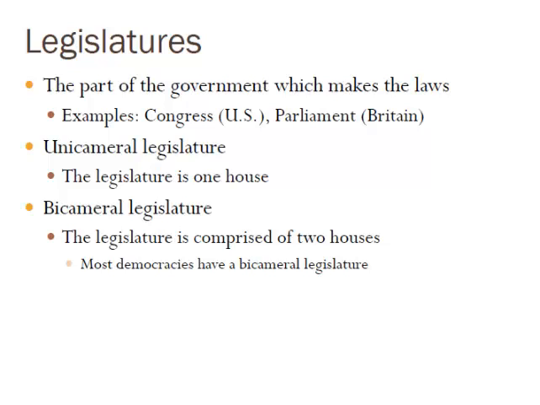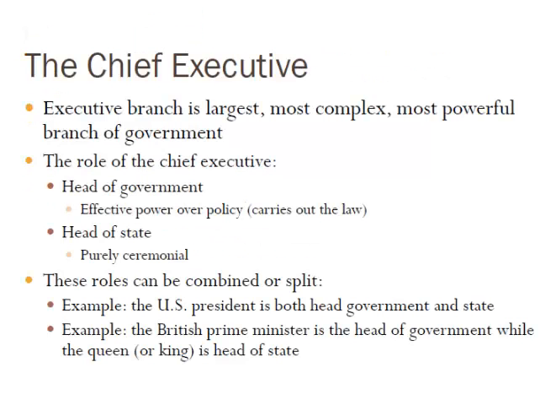There's only one house. You can also have a bicameral legislature, which means the legislature, the rulemaking authority, has two houses. The U.S. has that, the Senate and the House of Representatives. The United Kingdom, Britain has that. That's the House of Lords and the House of Commons. That's called a bicameral legislature.